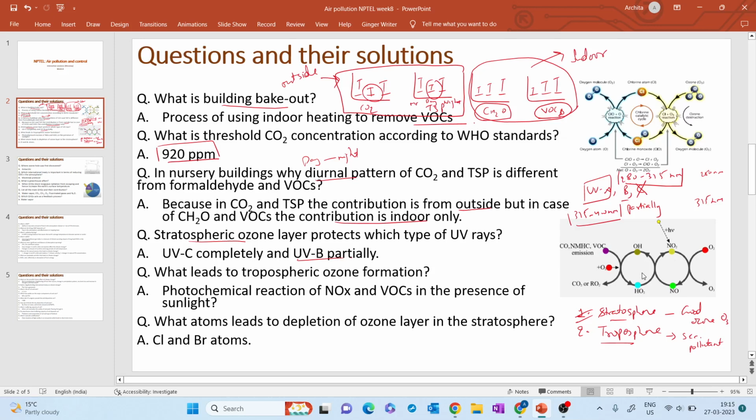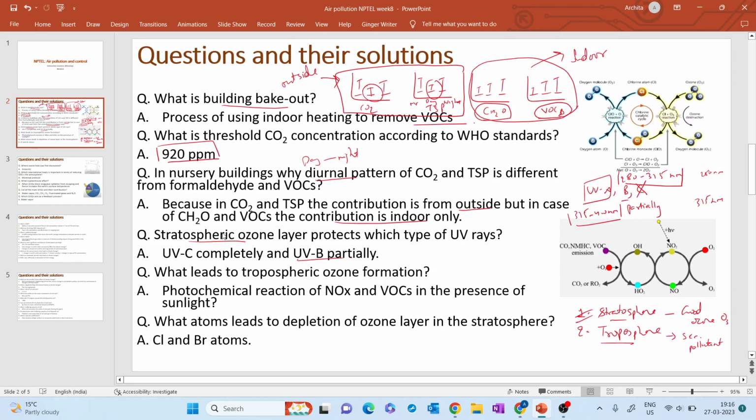Then comes the troposphere part. The same thing which is good in the stratosphere is very harmful in the troposphere, because in the troposphere it is a secondary pollutant, and it leads to a lot of atmospheric reactions that are going on. It acts as an oxidant, and in chemistry terms, it acts as a catalyst in a lot of reactions that take place in the atmosphere.